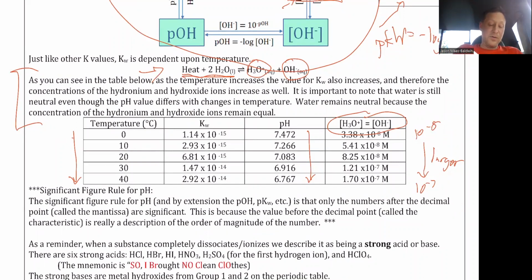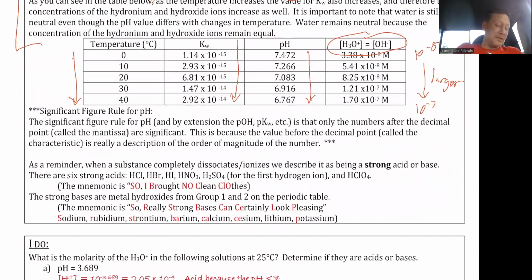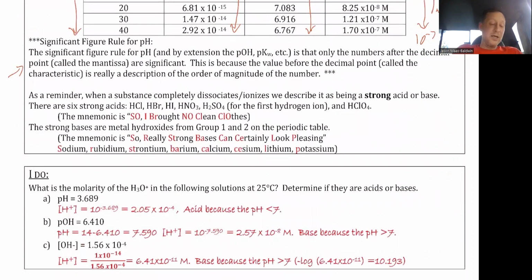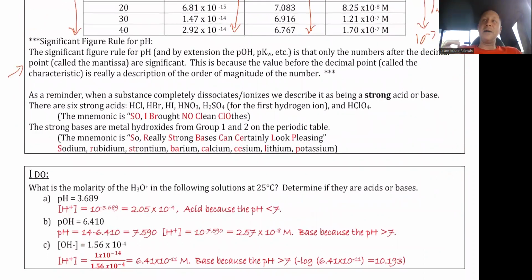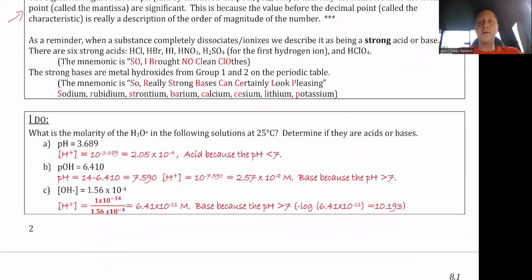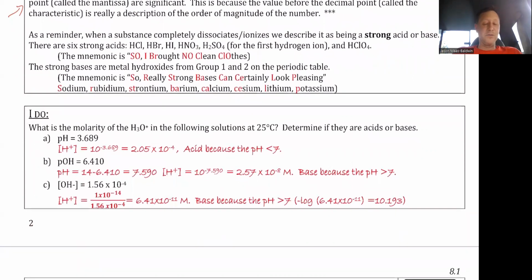And it gradually gets bigger. So as you warm water up, the Kw gets larger, which means the pKw gets smaller. Okay, then a couple of last little reminders here. Fig rule for pH: only the numbers after the decimal point matter, okay? The rest is part of the base 10 part of the equation, so those don't matter.